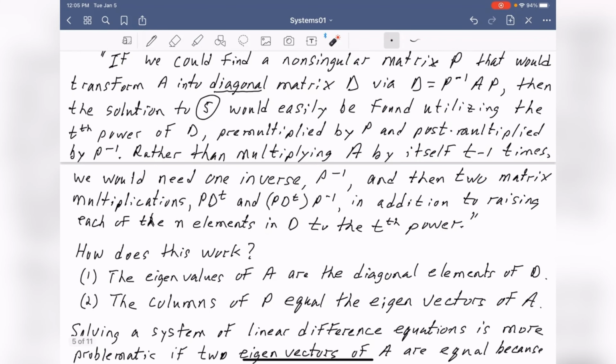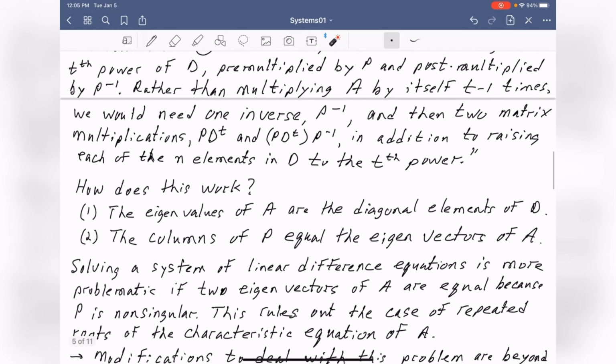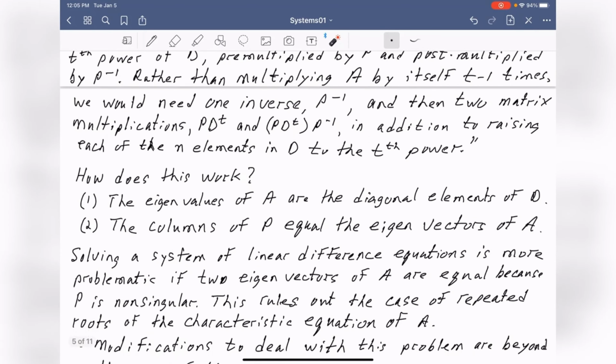So you see, that's why we want to use that diagonal matrix, because it's easier to raise diagonal elements to a power t than it is to take a whole matrix and raise it to the power t. So how does this work in practice?